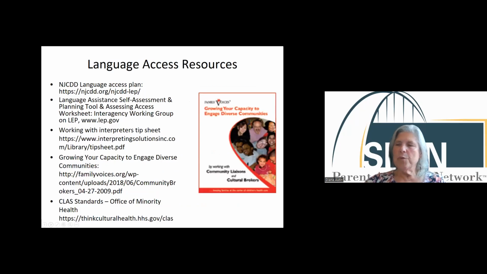And in terms of language access resources, you can find the council's language access plan at this link. There are other language access resources, including the Language Assistance Self-Assessment and Planning Tool and Assessing Access Worksheet by the Interagency Working Group on LEP, at lep.gov. And that's the tool that the council used to do its own language access self-assessment and develop its plan. A tip sheet on working with interpreters, a guide on growing your capacity to engage diverse communities, and the cultural and linguistic standards by the U.S. Department of Health and Human Services, which has information on requirements for grantees of the U.S. Department of Health and Human Services, which the council is one of, on how to provide not only language access, but also culturally competent services.